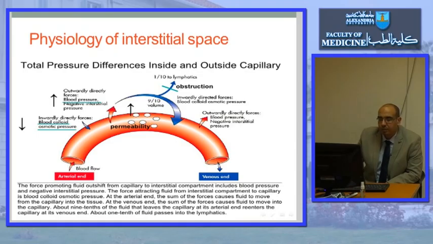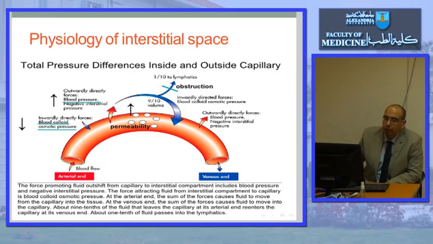The force causing the fluid to pass from inside the blood vessel to outside is called hydrostatic pressure. And the force which will pull back the fluid to inside the blood vessel is called the osmotic or oncotic pressure, which is mainly regulated by plasma proteins, especially albumin.